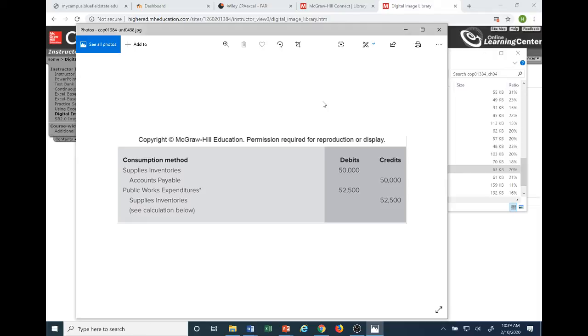But then what does it say? It says as we use the supplies, as we use it, we incur an expenditure. So throughout the year, in this case we used $52,500 worth of supplies inventory. So we've incurred the public works expenditure of $52,500 and supplies inventory is credited $52,500.